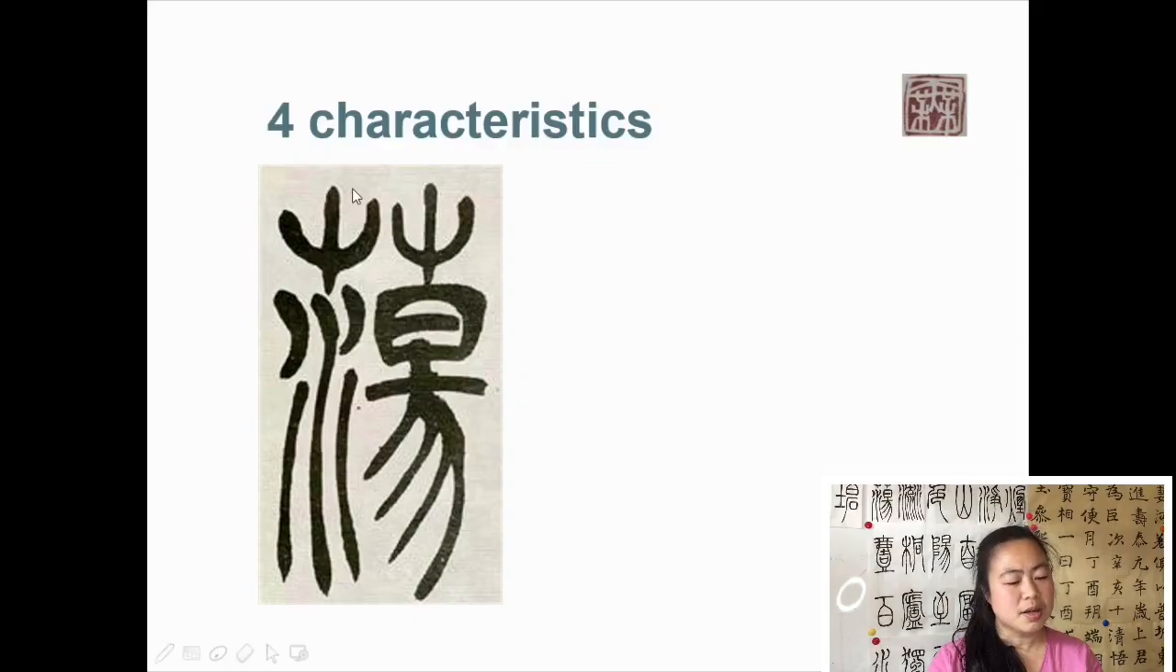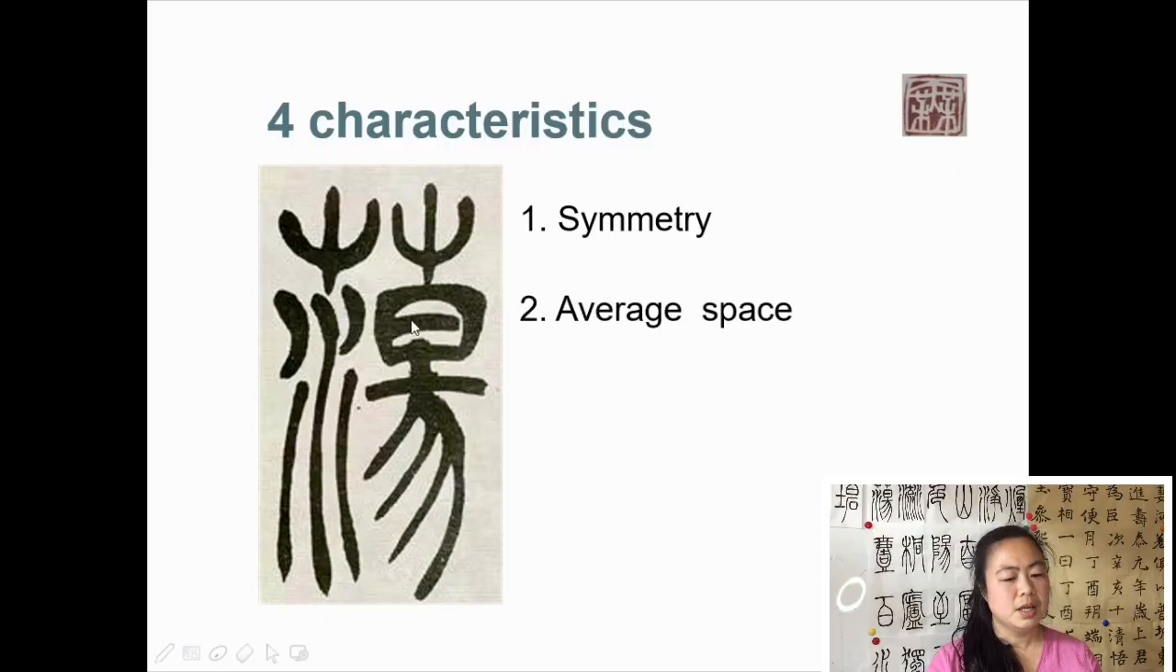Okay, now let's come to the 4 characteristics. And this is quite clear. We can see from the grass top. So if we draw a line from here, the left side and the right side are symmetry. And then the average space, we pay more attention to these 1, 2, 3, 4, 5 spaces between these several lines, and also the 2 sides of this water radical, and also this one and this one, and also the spaces between these 4 lines. They are nearly the same. That's what we call the average space.